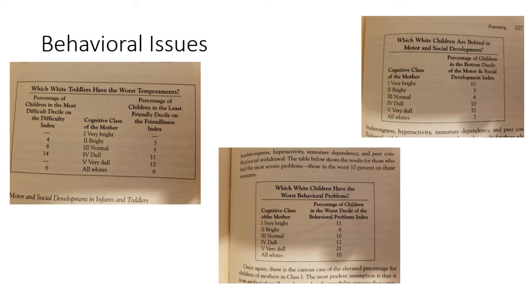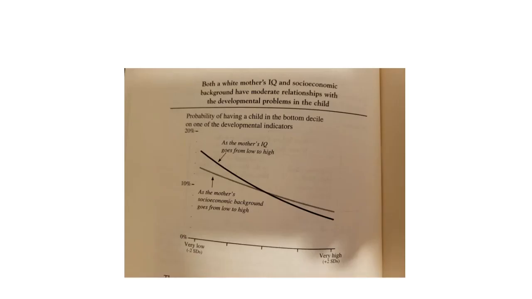So I wonder if that comes with some possibilities of developmental issues, low birth weight, as we were just talking about, infant mortality possibly. Really, really interesting. Let's continue. And then again, this was a line graph. Both a white mother's IQ and socioeconomic background have moderate relationships with the developmental problems in the child. As you go from low to high in both of those variables, you tend to have a decrease in the probability of your child being in the bottom decile on one of the developmental indicators.